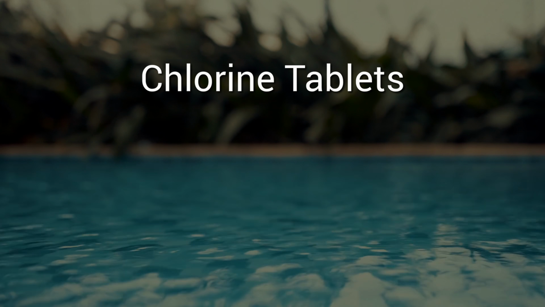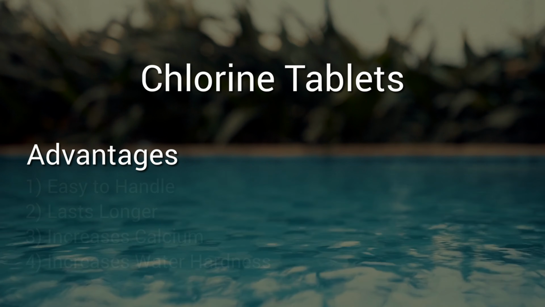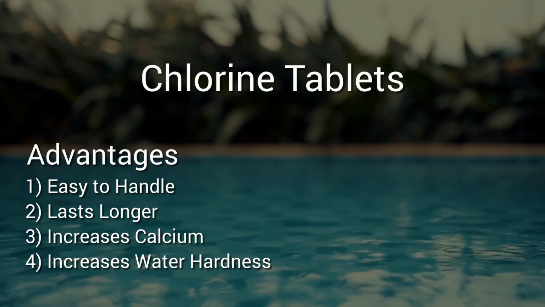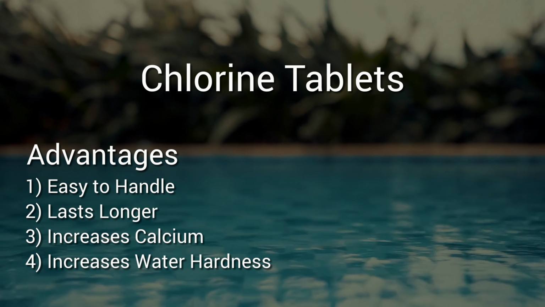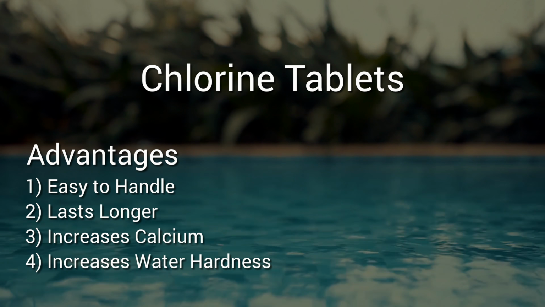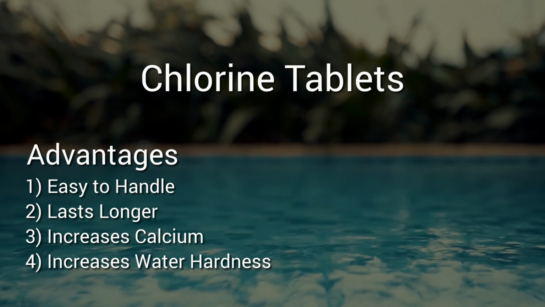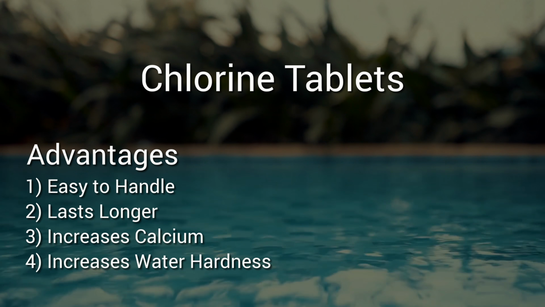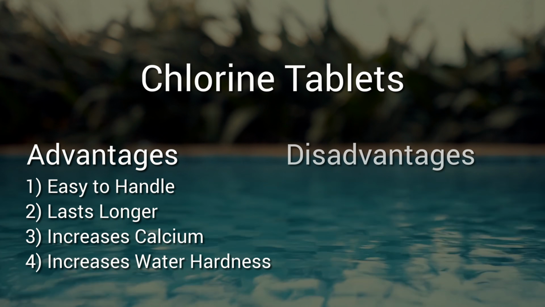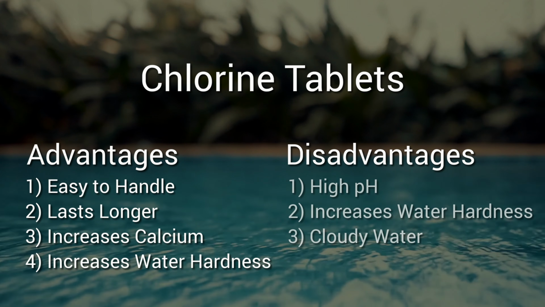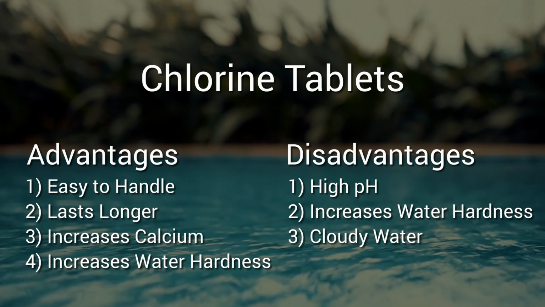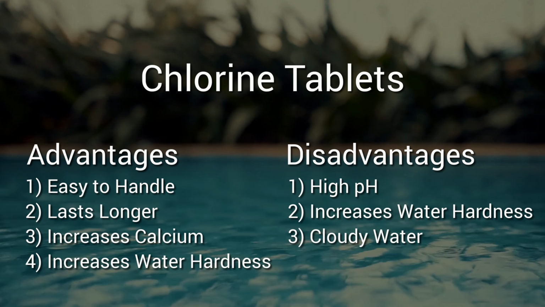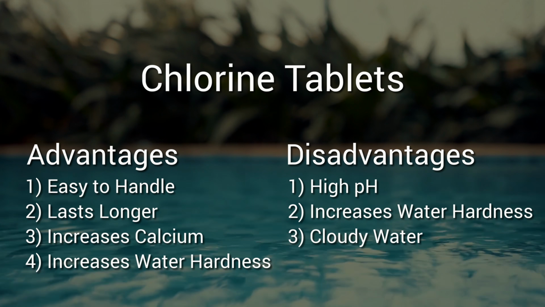Chlorine tablets, also known as calcium hypochlorite. The advantages of this are it's easy to handle and store. It lasts longer. For soft water, it increases your total calcium. For soft water, it helps increase the hardness. The disadvantages are, again, high pH. For hard water, it lets the hardness get too high. It also causes cloudy water until it's completely dissolved.